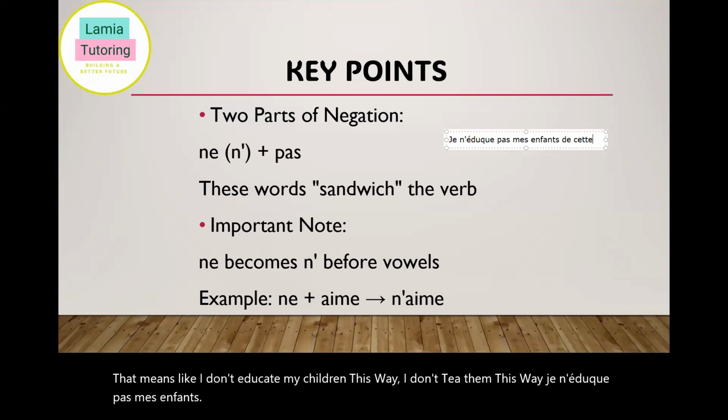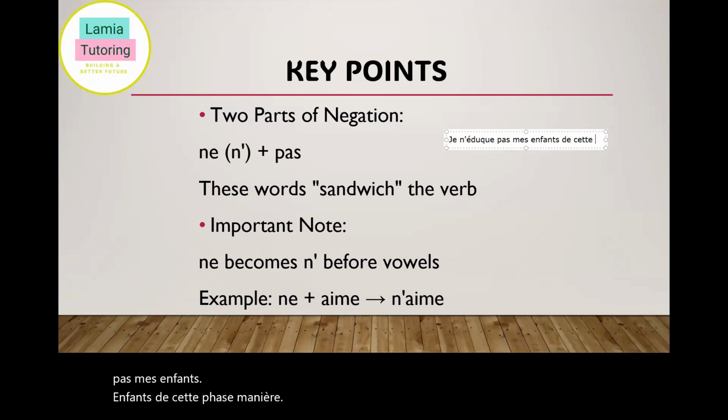de cette manière. Cette manière, let's try. This one means I don't teach my children this way, teach my kids this way. So manière is this way, basically. So that's an example of it. I want you to take this one in your notebook too, please. Okay. So let's move to the next part of this.